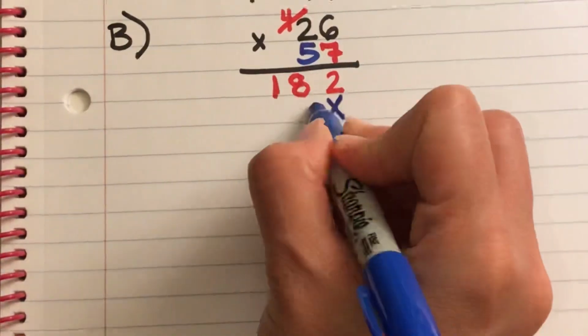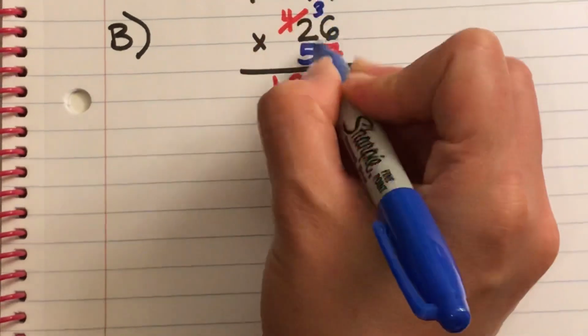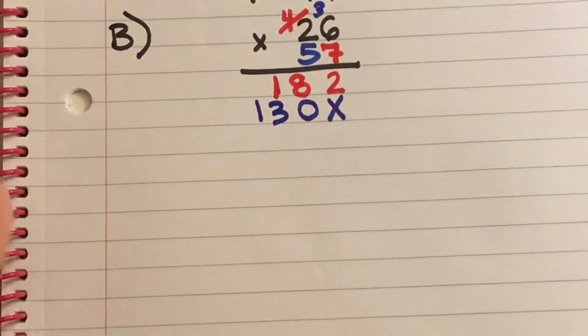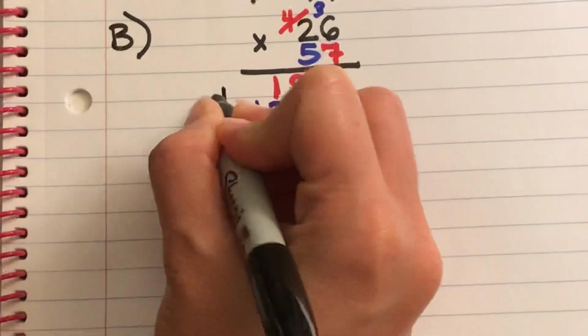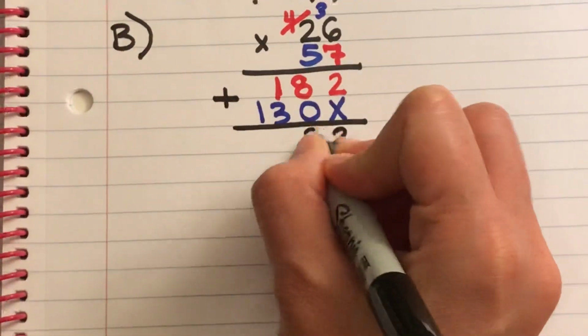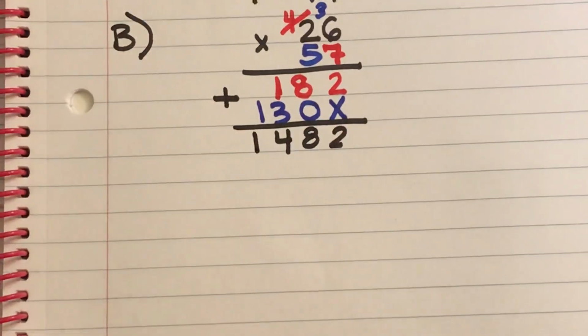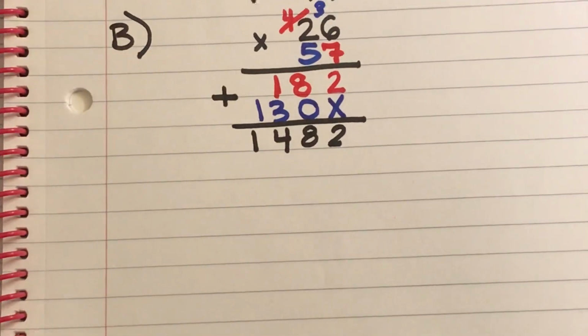5 times 6 is 30. 5 times 2 is 10. Add the 3 is 13. Add your two partial products together. 2 ones, 8 tens, 4 hundreds, and 1,000. So 1,482 is my second answer.